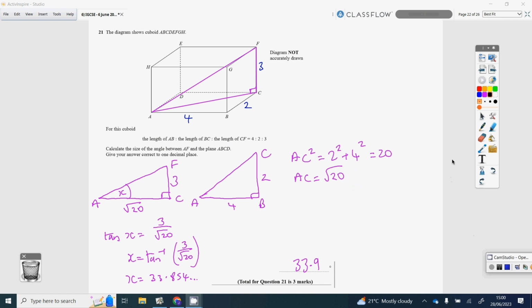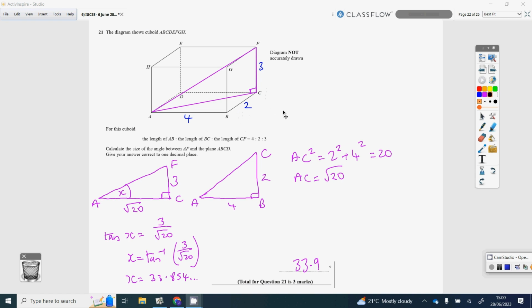Question 21. Well, not actually given any lengths here, but we're given the ratio between lengths, and given we're going to be working out an angle, the ratio is all we need. So I'm just going to treat these three as the lengths. So I'm going to say the length of AB is 4, the length of BC is 2, and the length of CF is 3. So I've popped those onto my diagram.